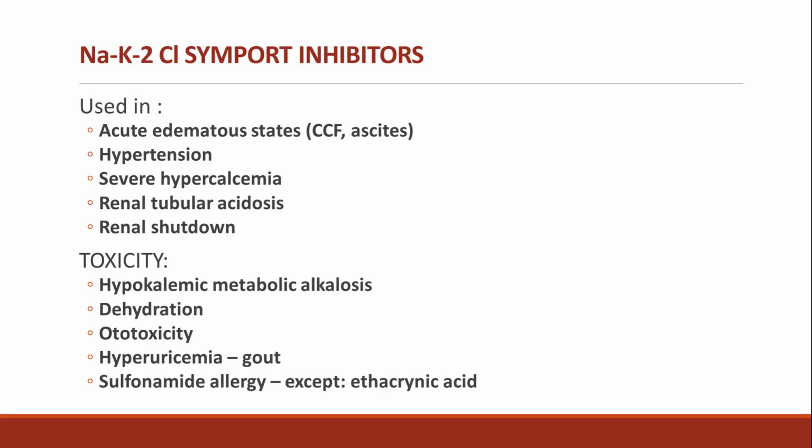Adverse effects include hypokalemic metabolic alkalosis, dehydration, hypotension and ototoxicity. Monitoring of electrolytes is necessary to prevent arrhythmias due to hypokalemia. Hearing impairment is more likely when used with other ototoxic drugs like aminoglycosides. Loop diuretics may cause hyperuricemia and precipitate gout. Because many diuretics are sulfonamide derivatives, a sulfonamide-like allergy may occur except with ethacrynic acid. They also increase lithium levels by reducing its clearance. NSAIDs may reduce their action by decreasing renal blood flow.